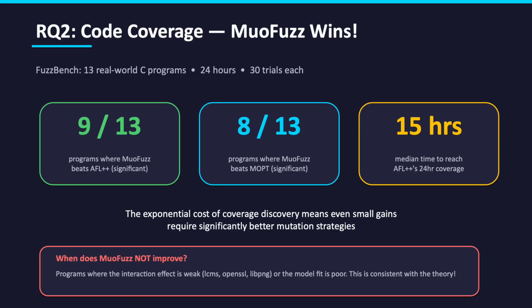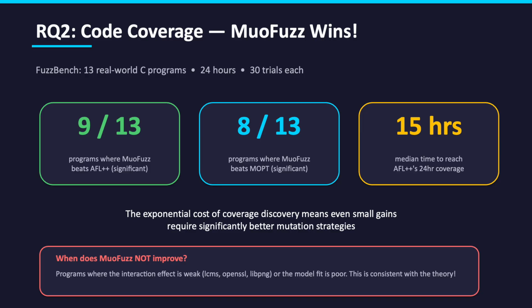Now for the results. The evaluation uses FuzzBench with 13 real-world C programs, running each fuzzer for 24 hours with 30 independent trials. That's a lot of compute, over 28,000 CPU hours just for this experiment. The headline numbers: mu_fuzz achieves the highest coverage in 9 out of 13 programs compared to AFL++, and 8 out of 13 compared to mock. These aren't just higher, they are statistically significant by the Mann-Whitney U-test.